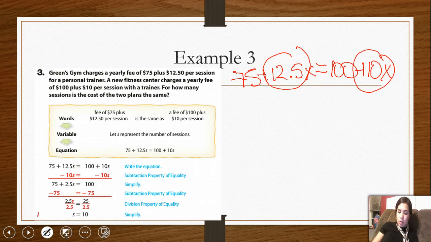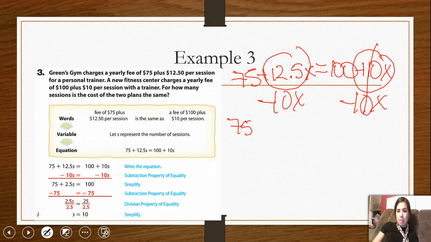To get rid of the right side, it's a plus 10x, so the opposite would be minus 10x. Minus 10x. So that cancels. That is 75 is 12.5x minus 10x, and that gives me positive 2.5x is equal to 100.